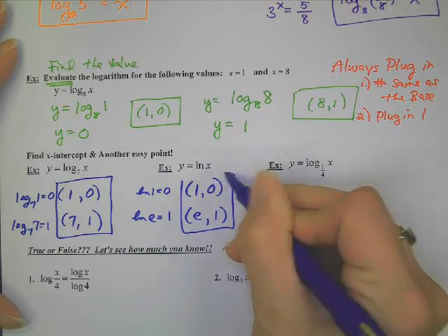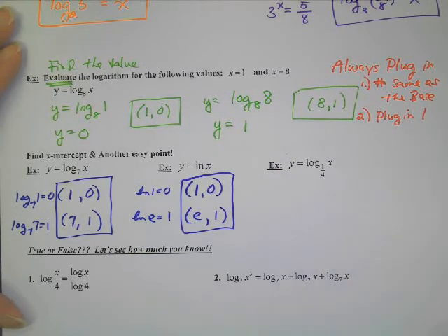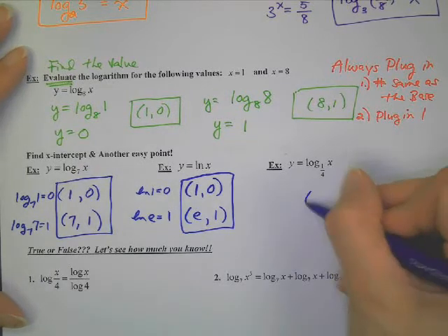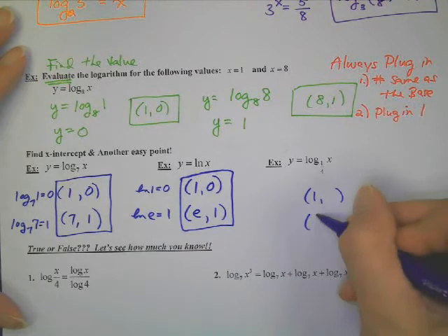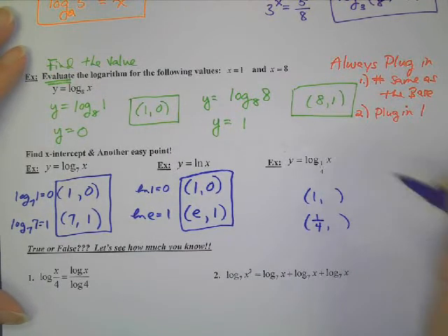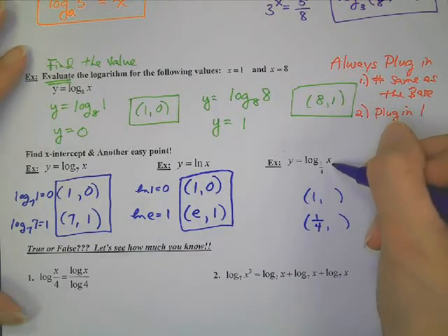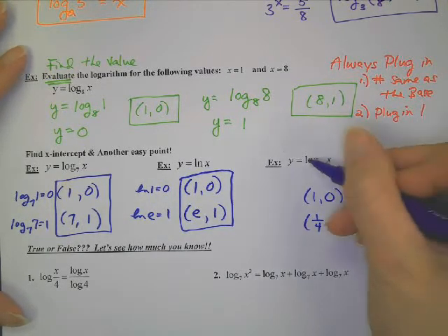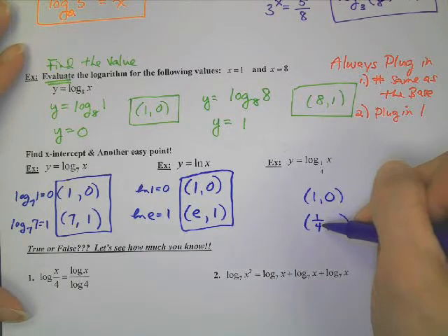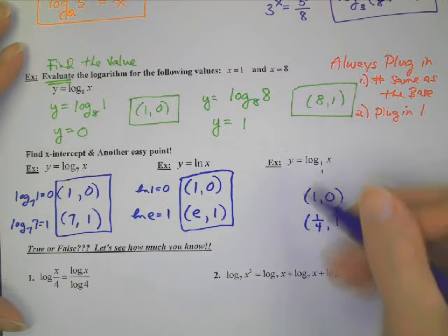Okay, we'll do it one more time. There's 2 numbers I want you to plug in. The first one is 1, and the second one is, that's right, 1/4, same as the base. What's log of 1 always going to make? 0. Log base 1/4 of 1/4 makes 1.